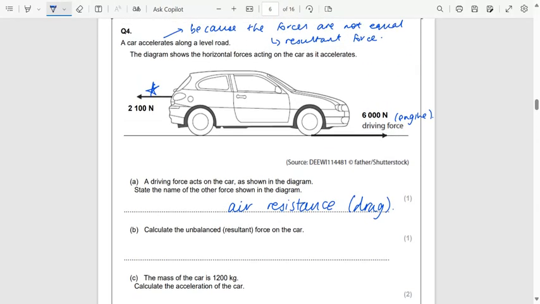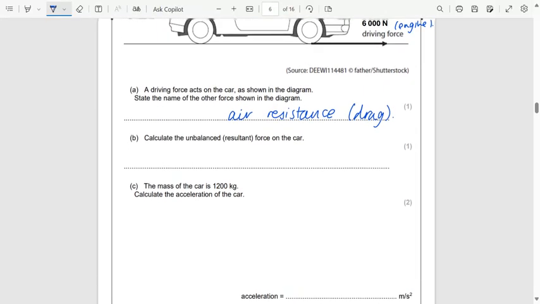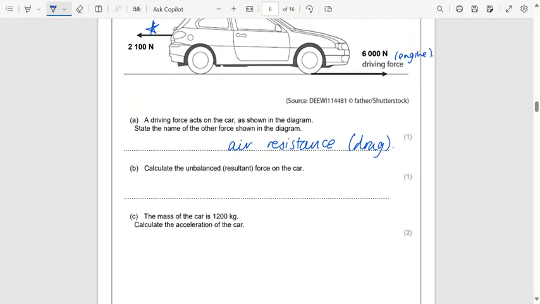Now, because the car is accelerating, there is a resultant force, and we need to work out the size of it. For B, it says calculate the unbalanced force on the car. So it's one force minus the other, it's the difference. So I'm going to do 6,000 newtons minus 2,100, which is 3,900 newtons. That's the overall resultant force.